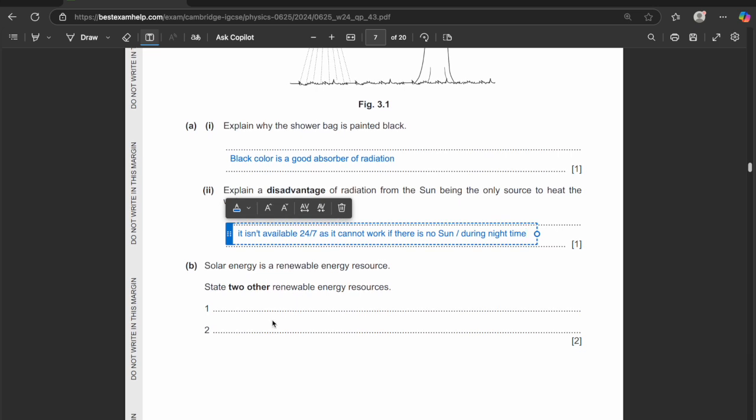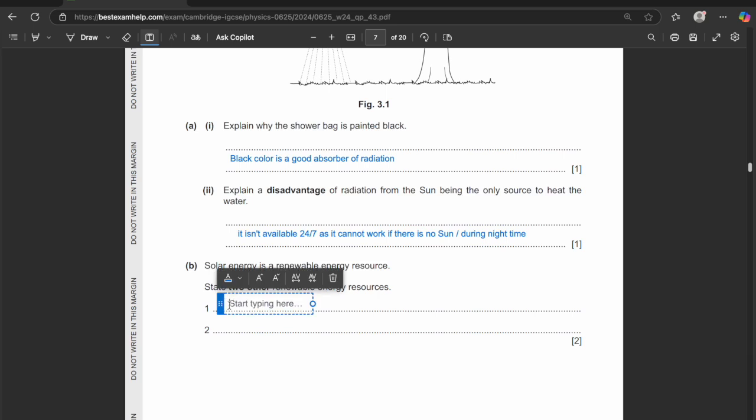So B, solar energy is a renewable energy source. State 2 other renewable energy resources. There are loads, you can choose any of them. Any of the ones that you know. So I would say the obvious ones are hydroelectric and wind energy.